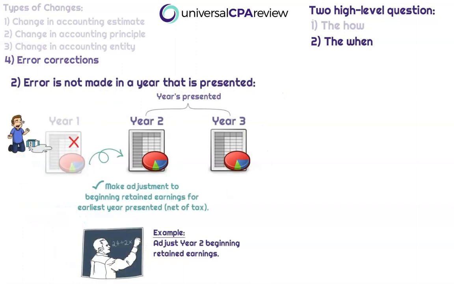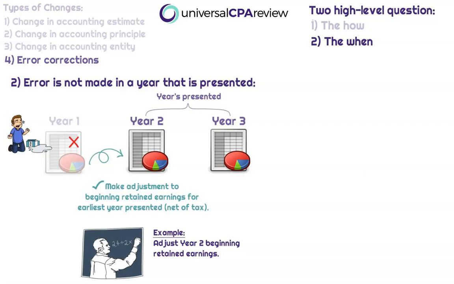But let's now say that the error is not made in a year that is being presented. Let's say that the years presented are comparative financial statements for year 2 and year 3. The error was still made in year 1, but we're not presenting year 1. Okay, so now what we're saying is we need to make an adjustment, but we're going to be doing this by adjusting beginning retained earnings for the earliest year presented. Still going to be net of tax.